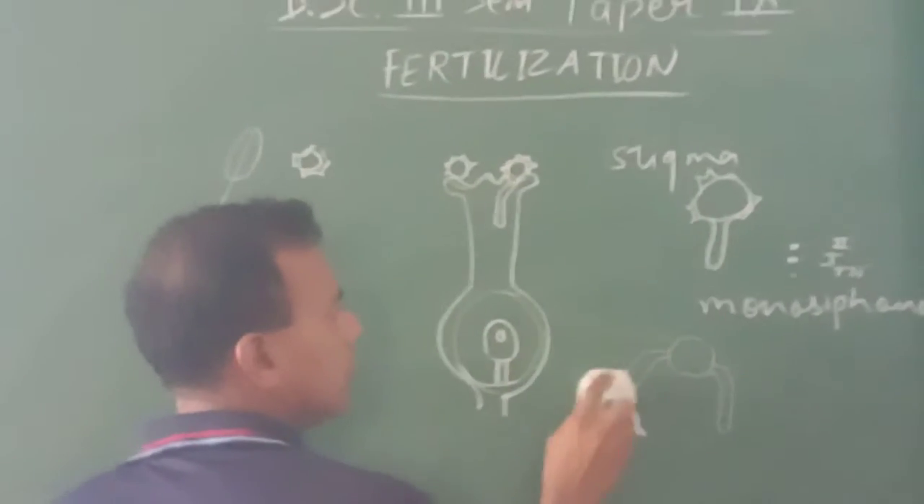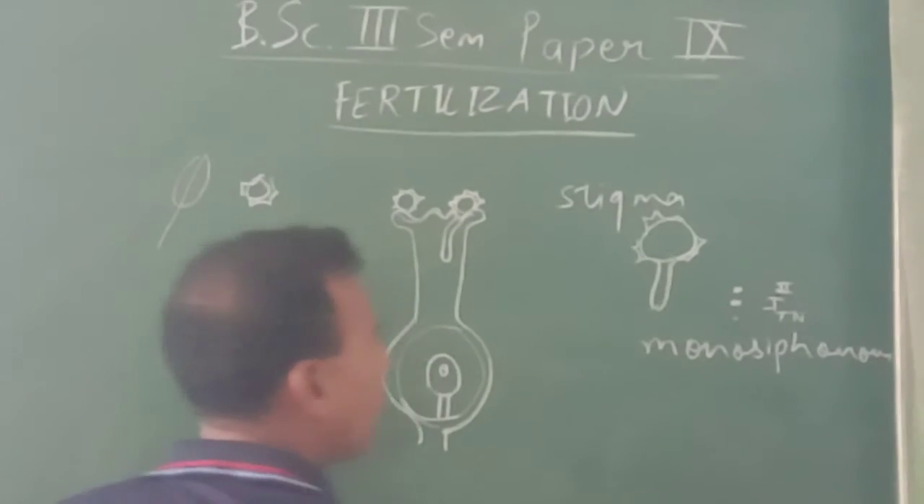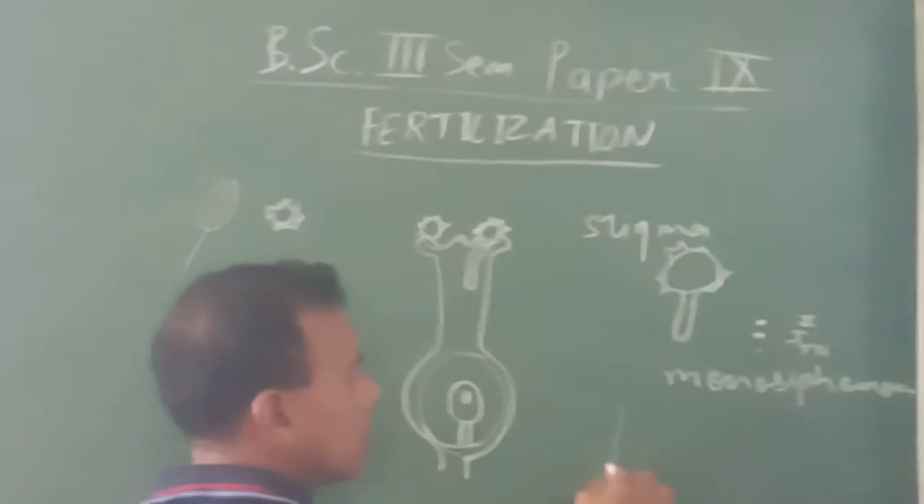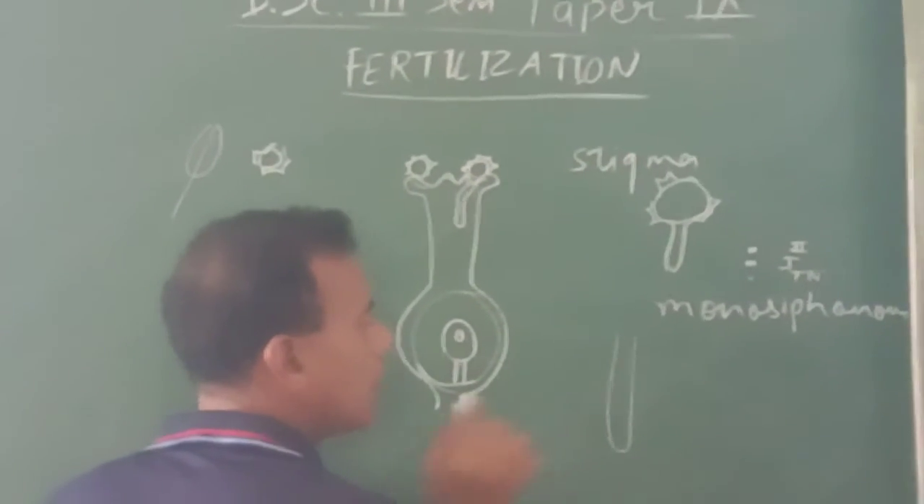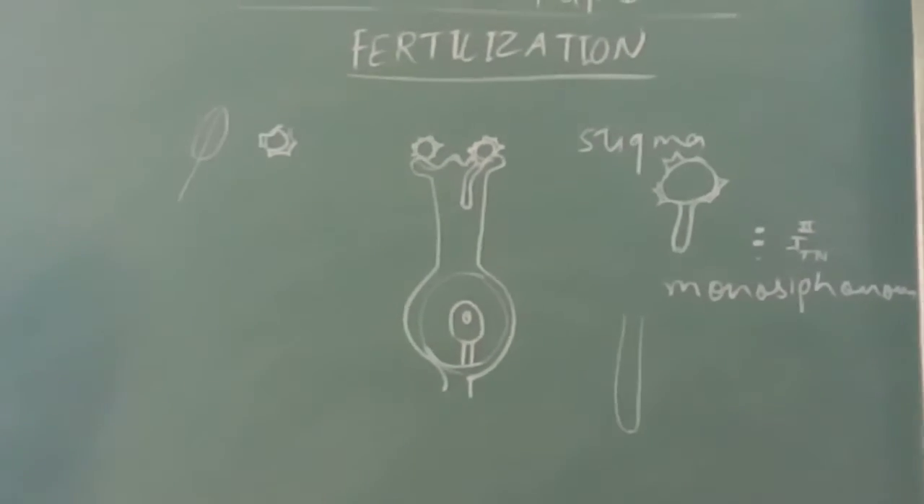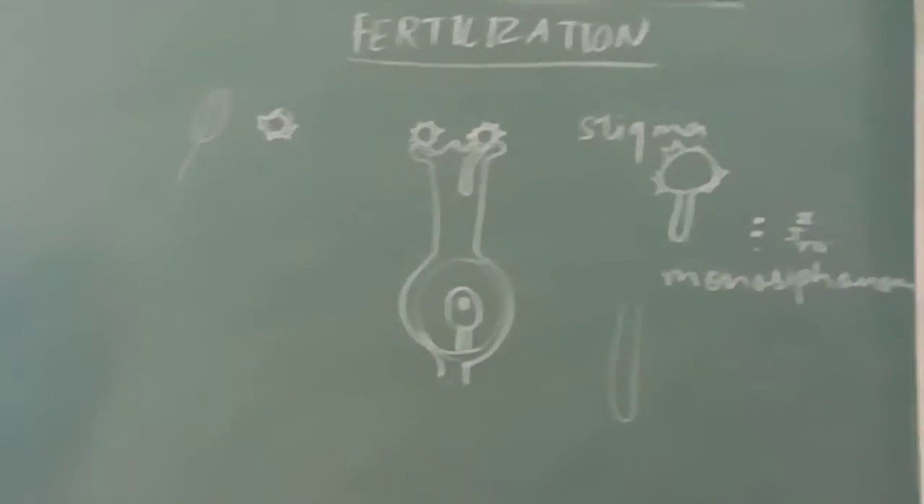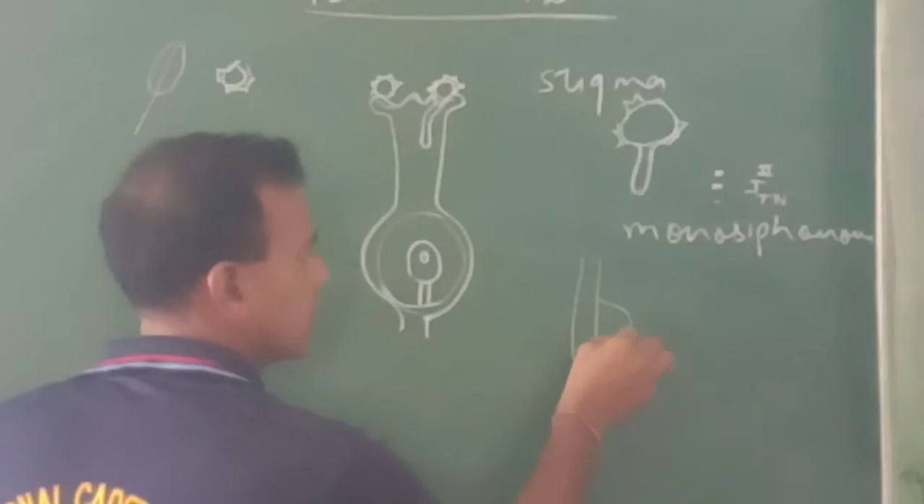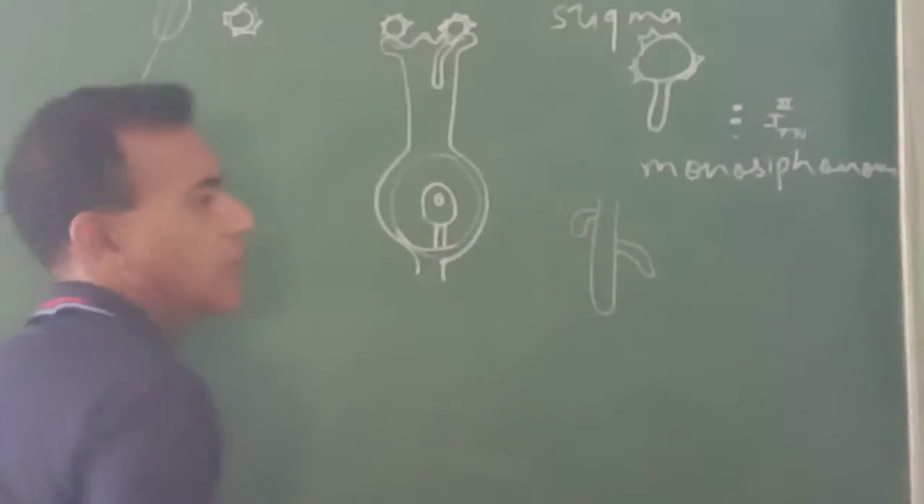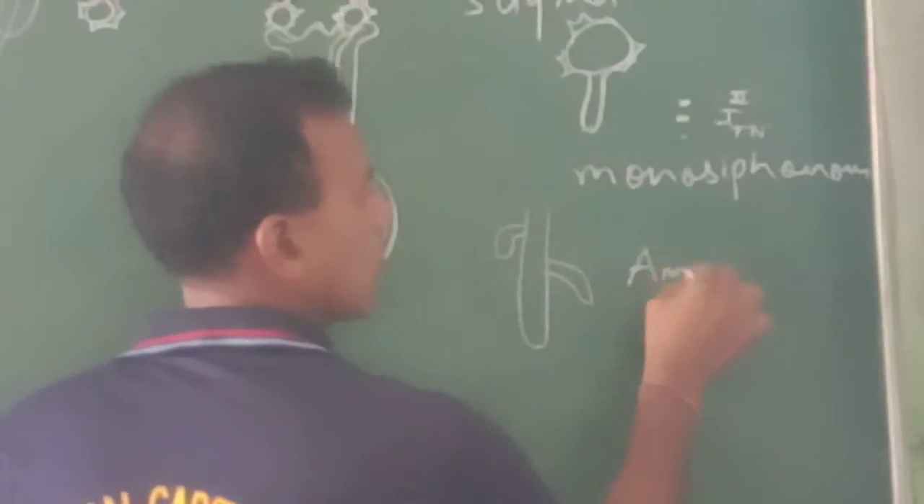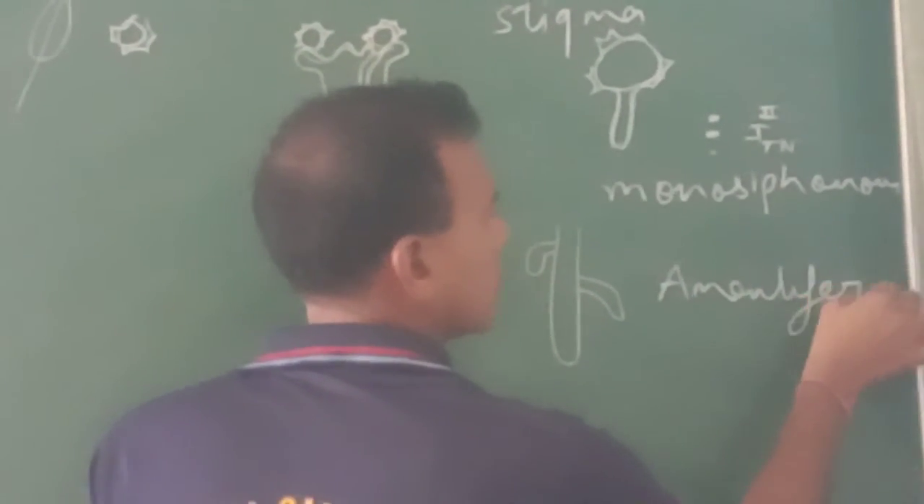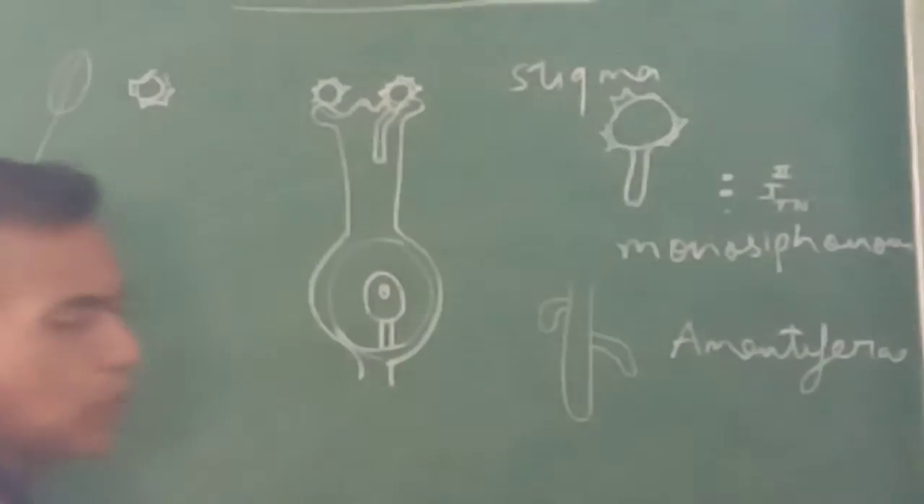As you can see here, the pollen tube is normally an unbranched structure, but sometimes it may branch like this. It is a rare occasion, but branching may take place, like in Amentiferae. The branching is also observed.